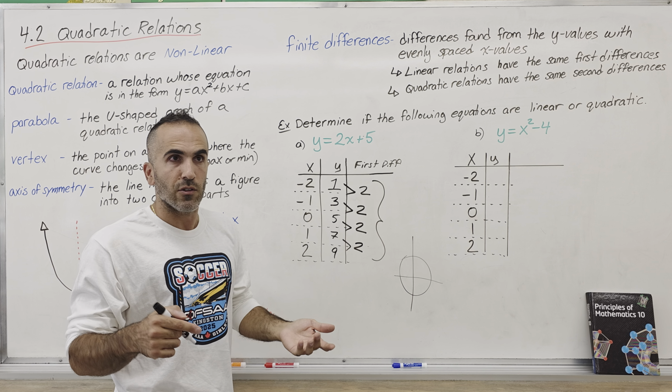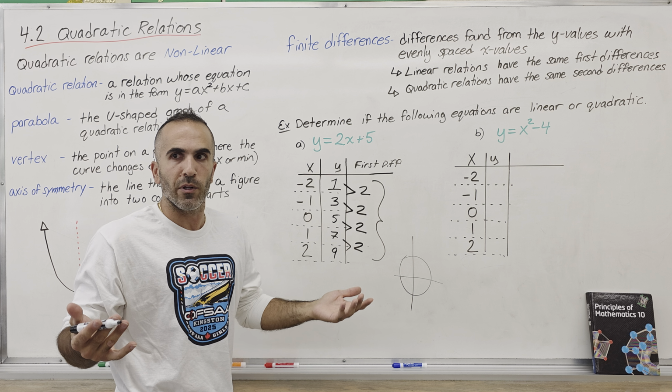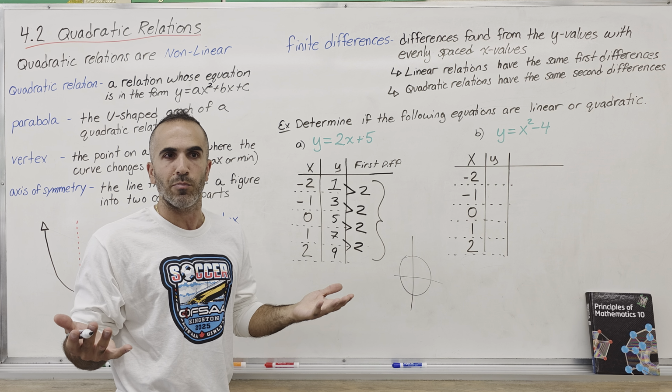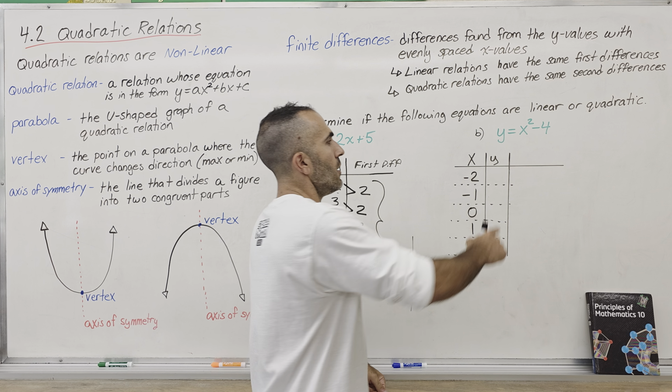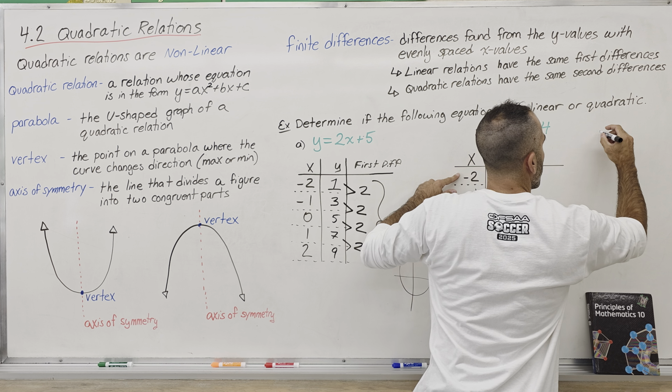Just plug in more numbers. You got an extra 5 minutes, plug in more numbers. It's for $1 million. Plug in 1,000 numbers and graph this thing perfectly. Okay? So I'm just going to show you one plug in.